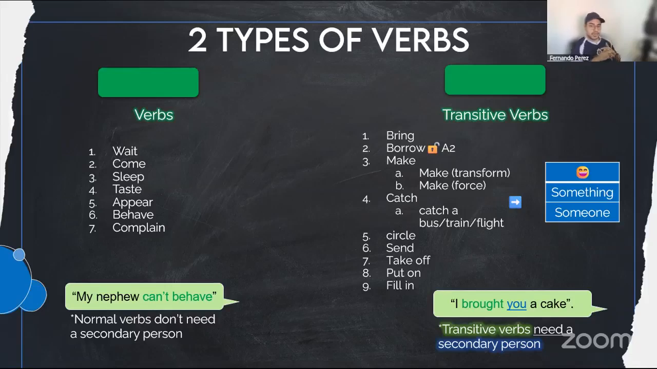In a new word, now we check the word catch. Because the principal definition for catch is atrapar. But when you are talking about transportation, it is alcanzar. So it's a little different, right? A lot of definitions.